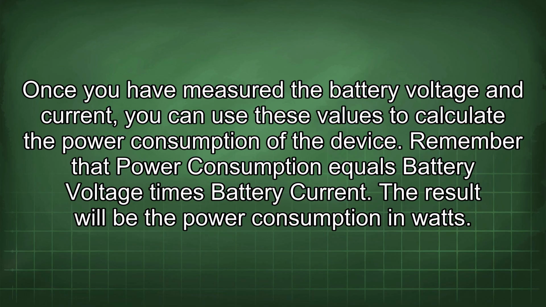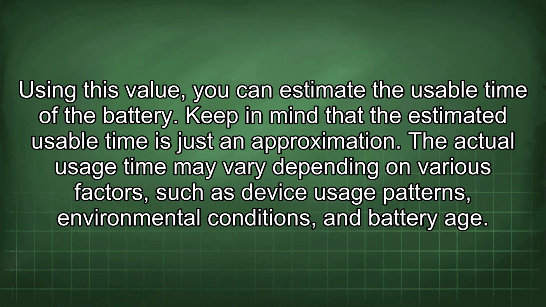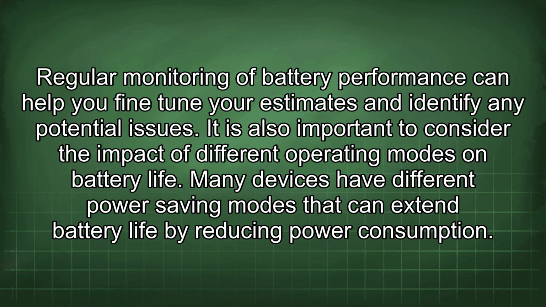Once you have measured the battery voltage and current, you can use these values to calculate the power consumption of the device. Remember that power consumption equals battery voltage times battery current. The result will be the power consumption in watts. Using this value, you can estimate the usable time of the battery. Keep in mind that the estimated usable time is just an approximation. The actual usage time may vary depending on various factors, such as device usage patterns, environmental conditions, and battery age. Regular monitoring of battery performance can help you fine-tune your estimates and identify any potential issues.